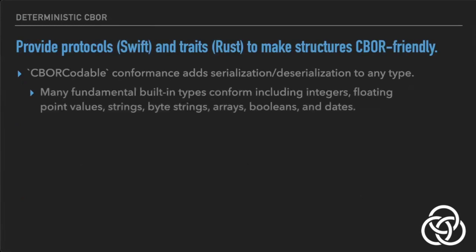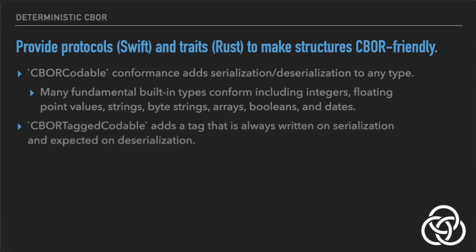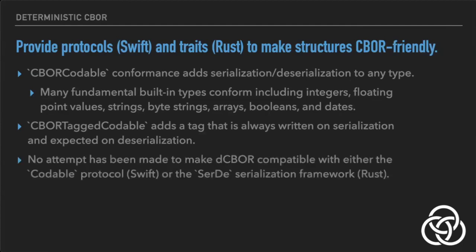And many fundamental built-in types on both targets, both Swift and Rust, our libraries conform to these things. So integers, floating point values, strings, byte strings, arrays, booleans, and dates all have conformances to dCBOR. Second, we have another protocol called CBOR tag decodable. Remember I mentioned tags earlier, that you can also declare a tag that's always written on serialization and expected on deserialization. But other than that, it becomes transparent. You just say, here's a type, and it encodes it, and then decodes it and expects that tag every time.